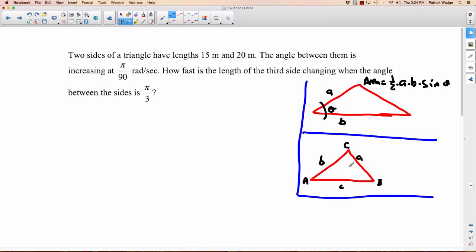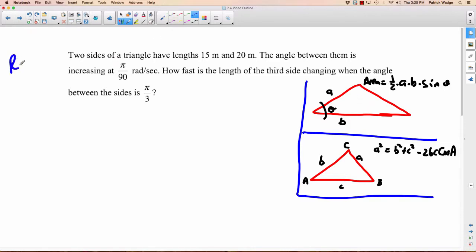The other thing I want to remind you of is the cosine law when you're missing one side. So let's say you didn't know side A. The way you can find it is you use A squared equals B squared plus C squared minus 2BC times cosine of A. This one you should remember. We've done this before. You could figure it out pretty quickly. Okay, let's get to our question.